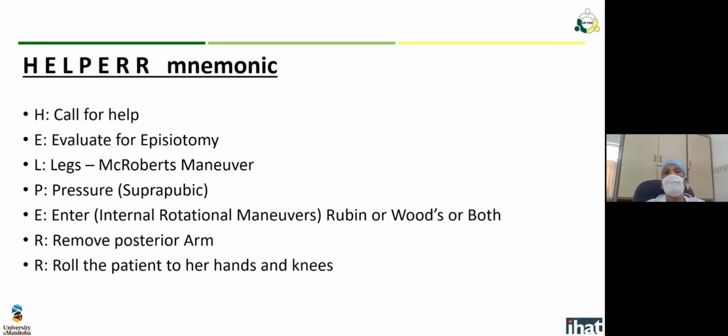That is HELPER. इसको अगर आप याद रखोगे तो HELPER से आपको क्या आता है? सबसे पहले call for help.